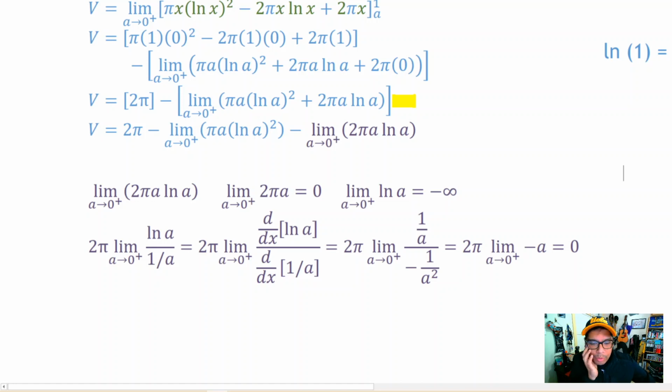So I'm just left with the limit equals 0. Well, that's a relief. Let's try the other limit.